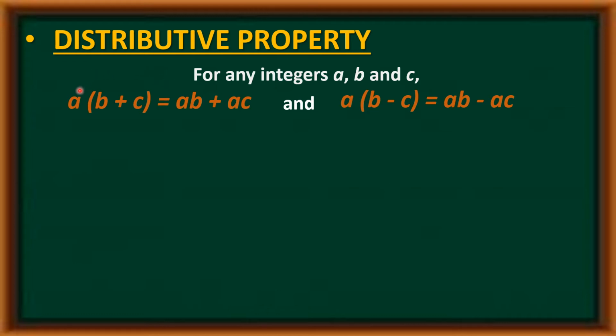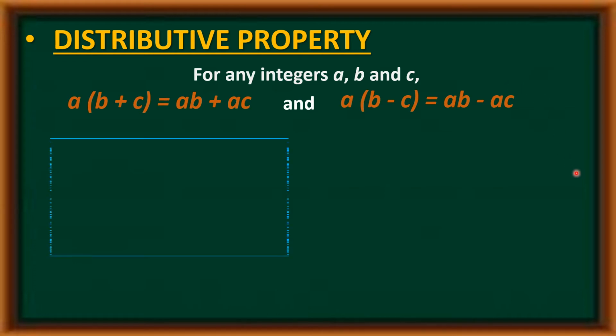Then we distribute a to c, that's why we have a times c. Then addition, yung operation natin dito, so we have addition here. Next is we have a times b, so we have a times b here. Then the operation is subtraction, so again, subtraction. Then we distribute a to c, so we have a times c.